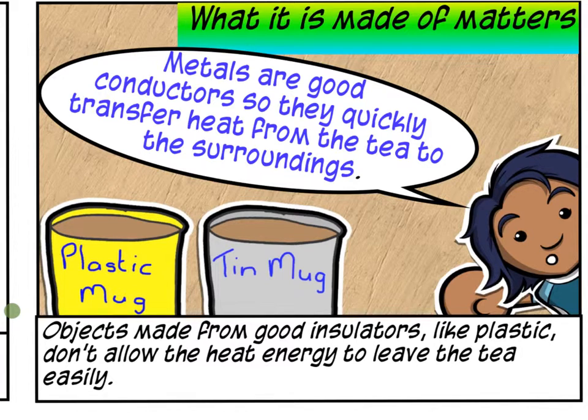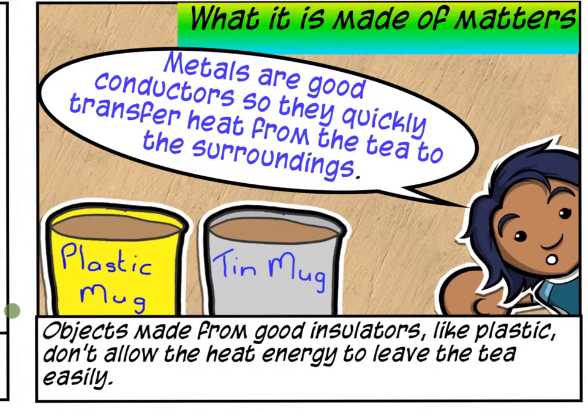So a conductor is any material that allows heat to move through it easily. When we think about good conductors, we must always think about metals. Good insulators are going to be exactly the opposite. They are going to be materials that do not allow heat to move through them very quickly. An example of this would be plastic, rubber, wood, anything along those lines.